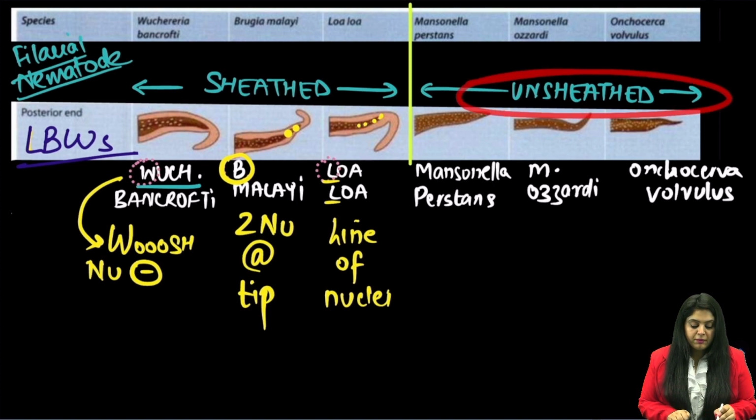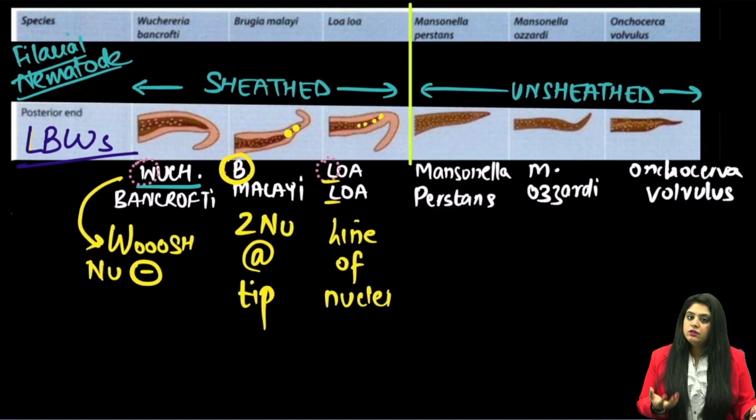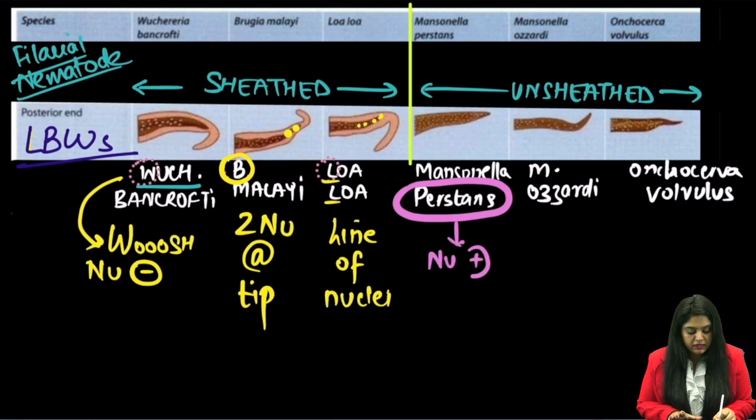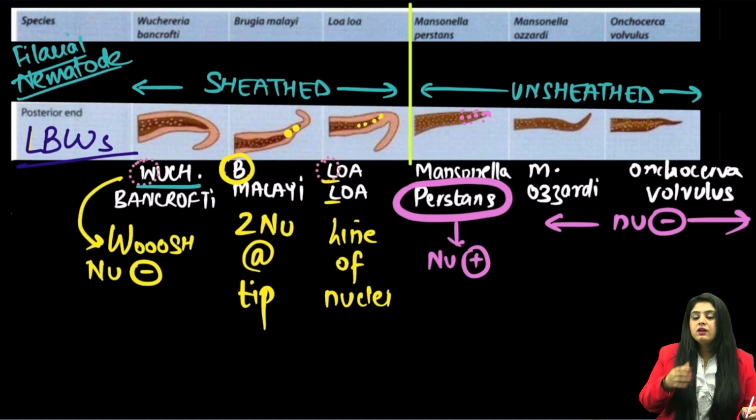Okay? Now we come to the unsheathed ones. So for all the unsheathed ones, they will ask you which has a nucleus and which does not. So in which is the word persistent coming? Mansonella perstans. Perstans means the nuclei are persisting till the tip. The nuclei are gonna be present till the tip. And in which will it not be? The other ones are not having the persistent word. So in them nuclei are not gonna be at the tip. Now is this table becoming easy?